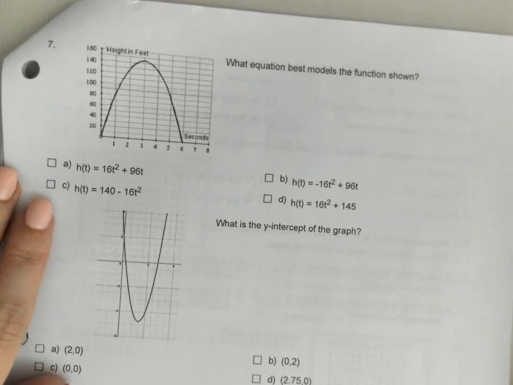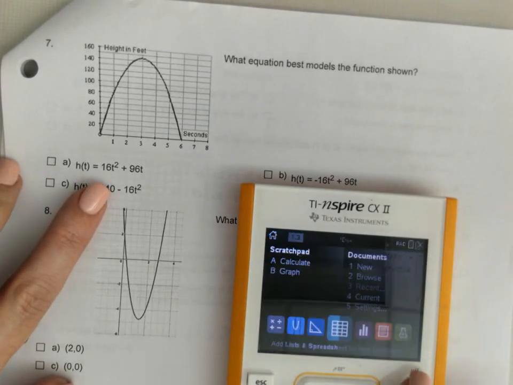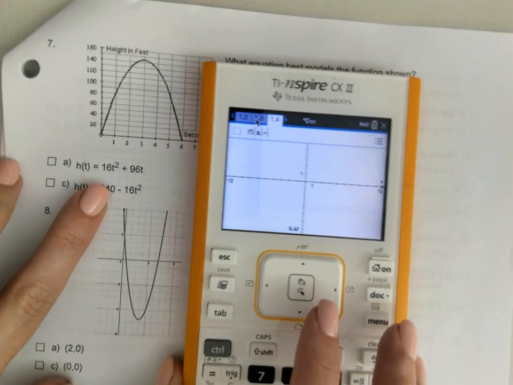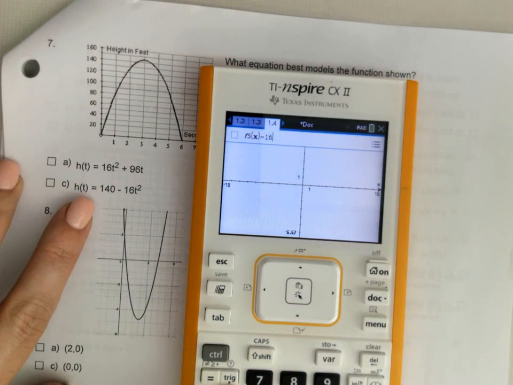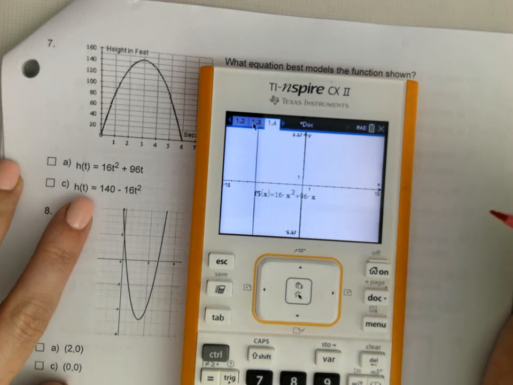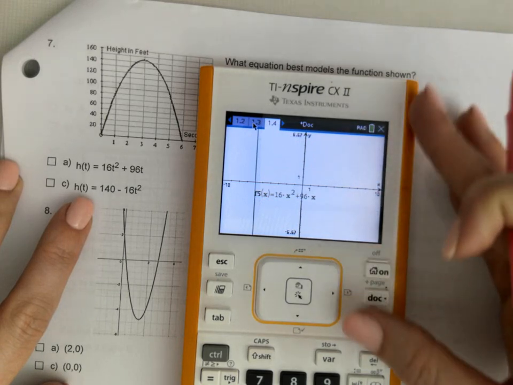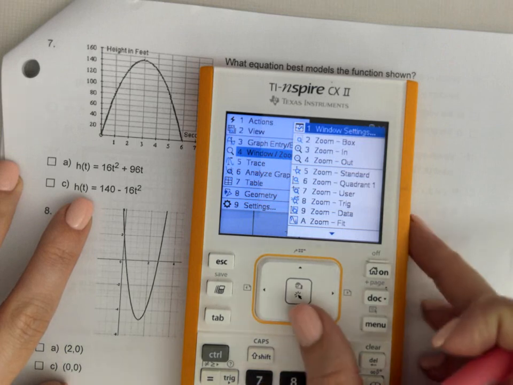What equation best models the function shown? These are equations. So I could just go to the graph, type them in. 16, instead of t, we'll use x squared plus 96x. It's really hard to see it, so you could zoom out. So menu, zoom.